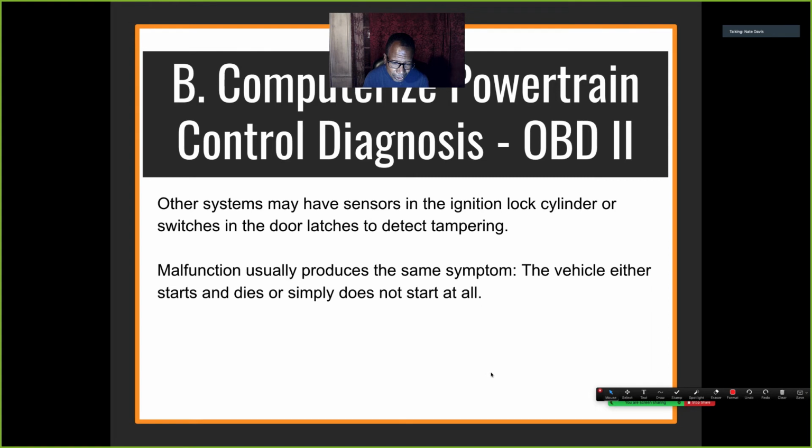It still cranks. So that's why I said if they give you a question like that about the anti-theft system preventing the starter, that would be the wrong answer. It's going to be fuel or spark, but not the starter circuit. It says other systems may have sensors in the ignition lock cylinder or switches in the door latches to determine tampering. A malfunction usually produces the same symptoms. The vehicle either starts and dies or simply does not start at all.